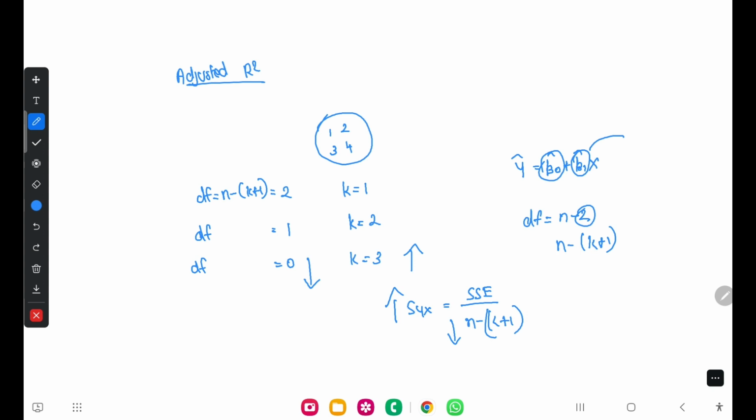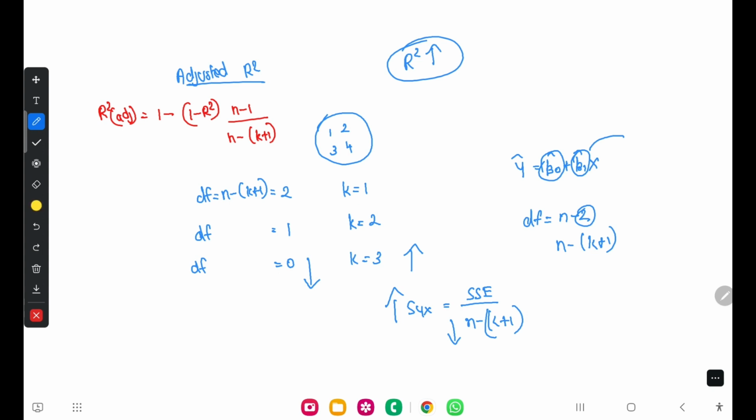But this is not actually captured in our R square. When you increase the independent variables, R square is going to increase. But is that the case? The precision decreasing is not captured in the R square. So that's why we compute something called adjusted R square. The equation goes like this: 1 minus R square, n minus 1 over n minus k plus 1.